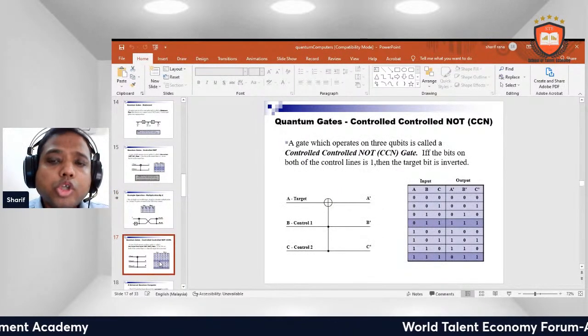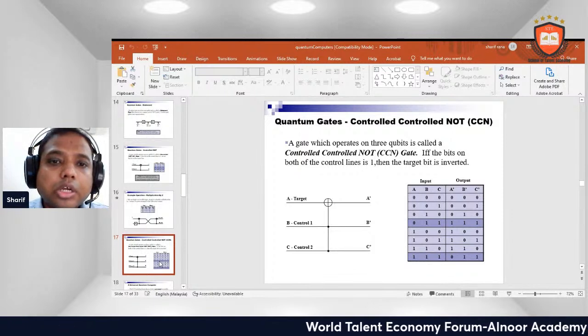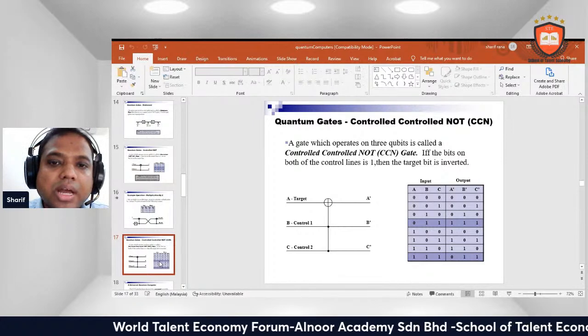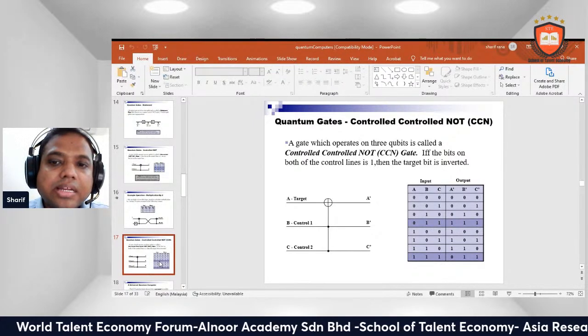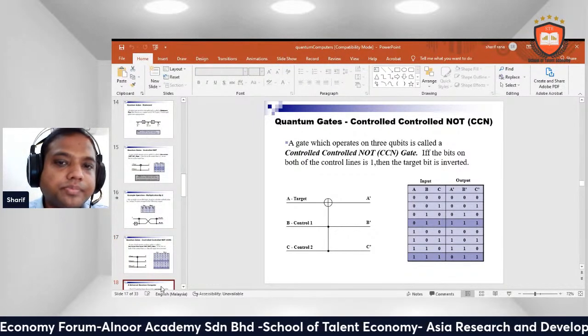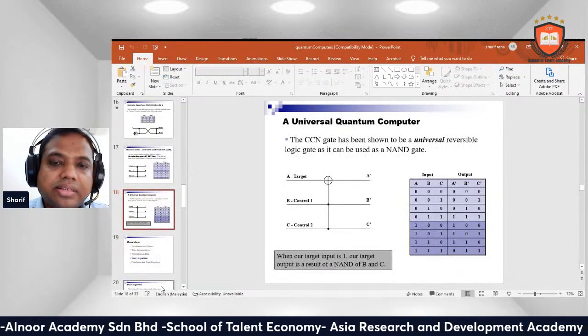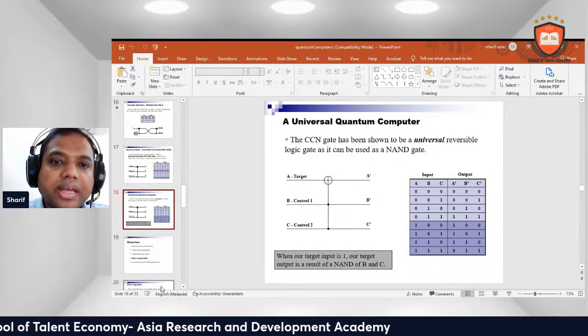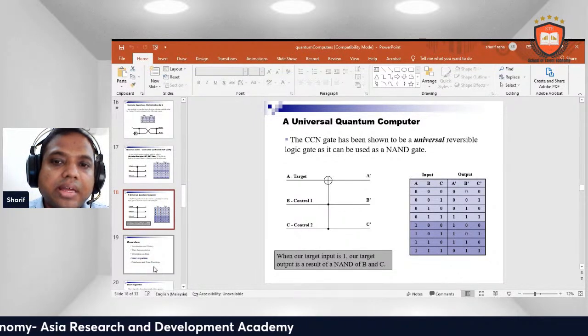A gate which operates on three qubits is called the controlled-controlled-NOT gate. If the bits on both of the control lines are 1, then the target bit is inverted. The CCNOT gate has been shown to be a universal reversible logic gate, as it can be used as a NAND gate.